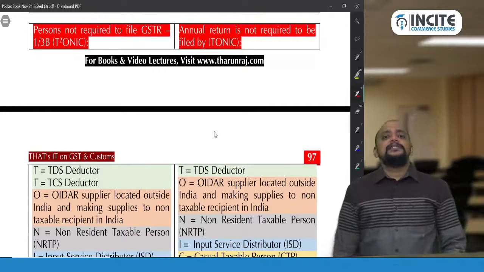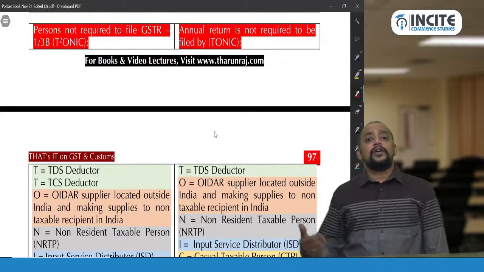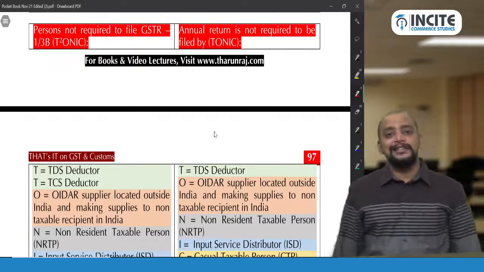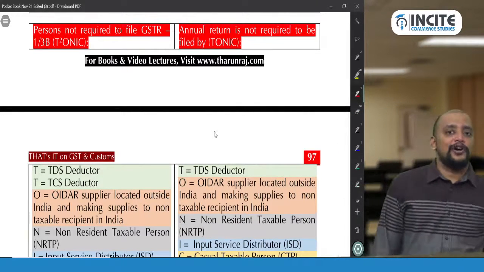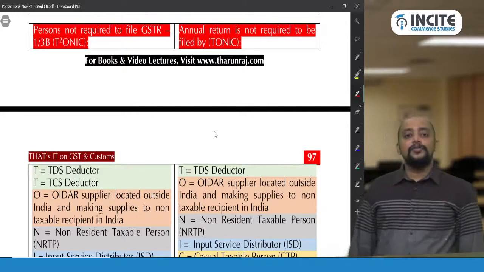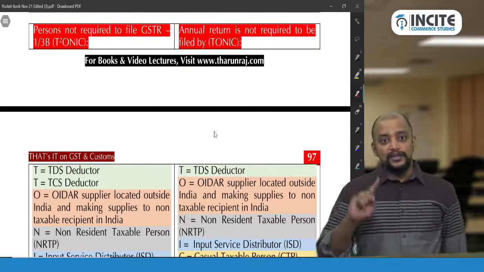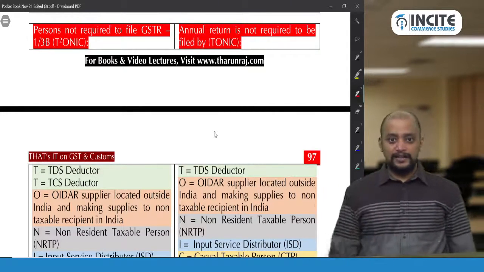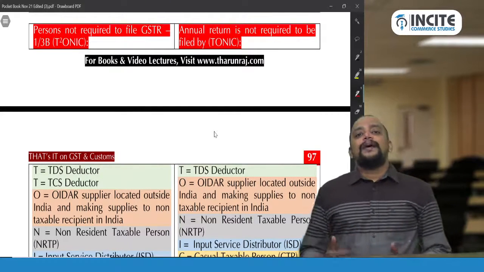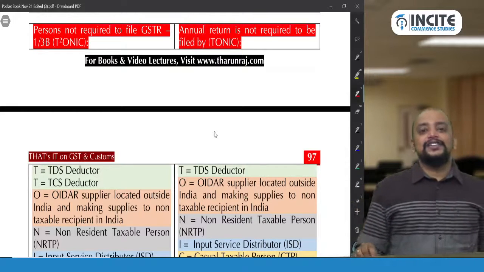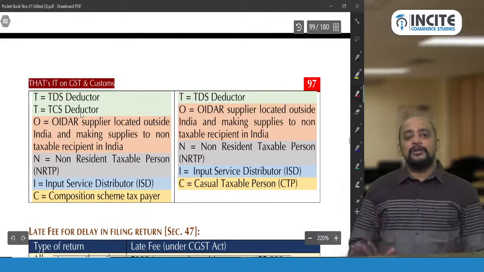And see this. This can be asked as a short note question. Who are not required to file GSTR 1 or 3B? Who are not required to file annual return? For both the questions the answer is same, TONIC. But in case of who are not required to file GSTR 1 or 3B, it is 2 T's. T square, TONIC. Whereas for GSTR 9, it is TONIC. Because TCS collector is required to file an annual return, that's why. So what is that? You just remember TONIC.